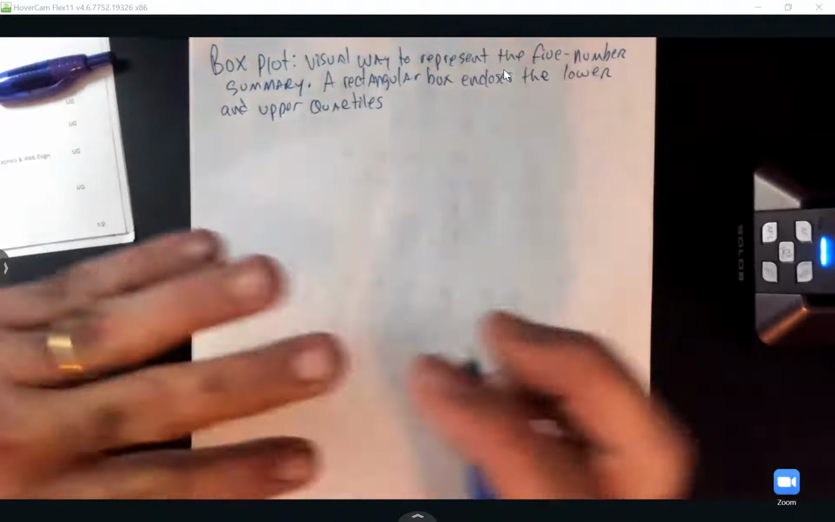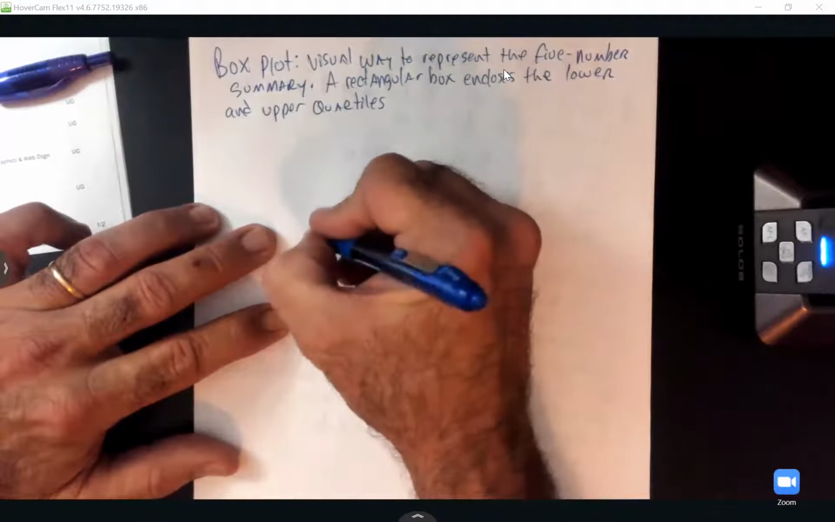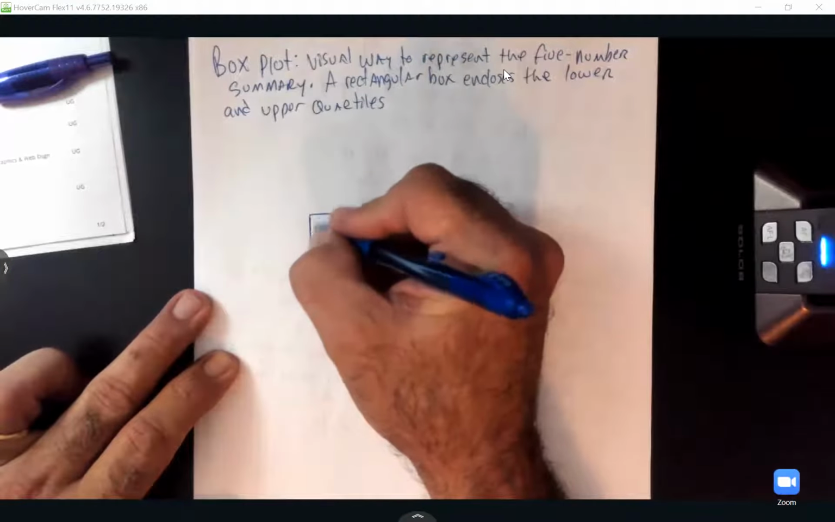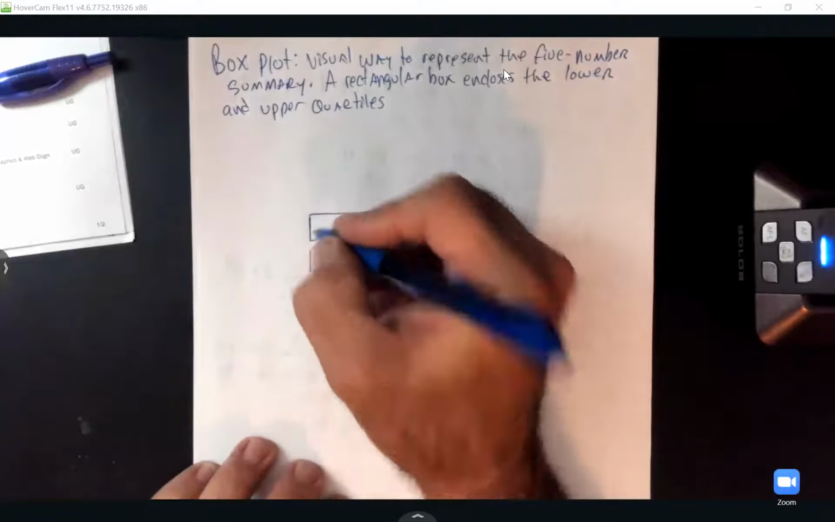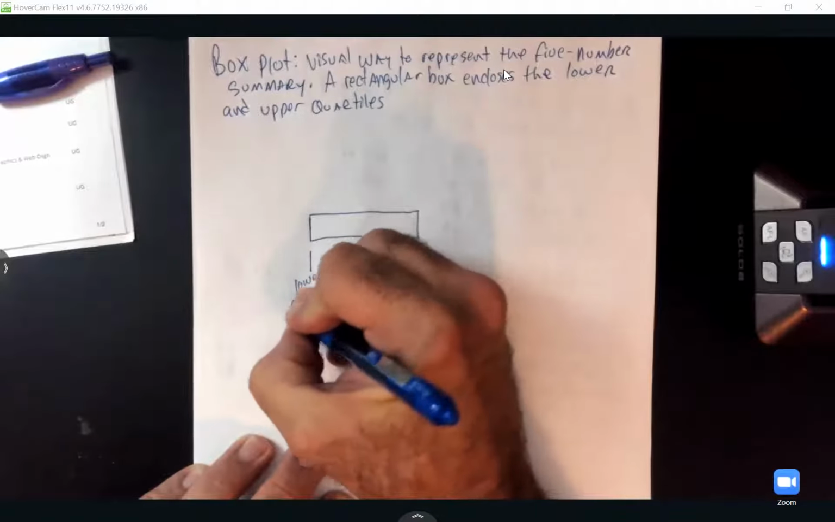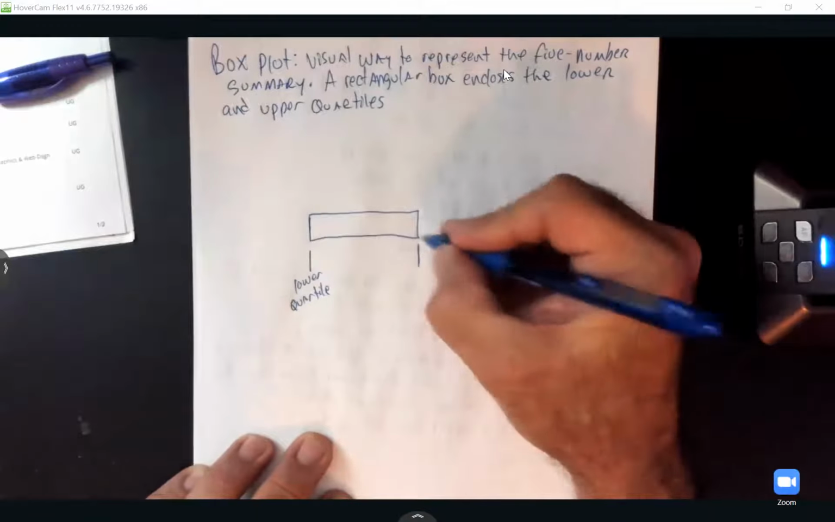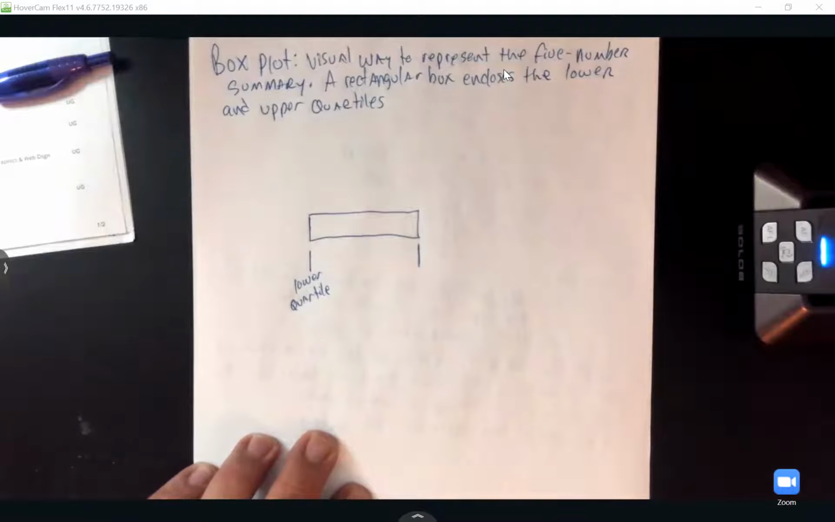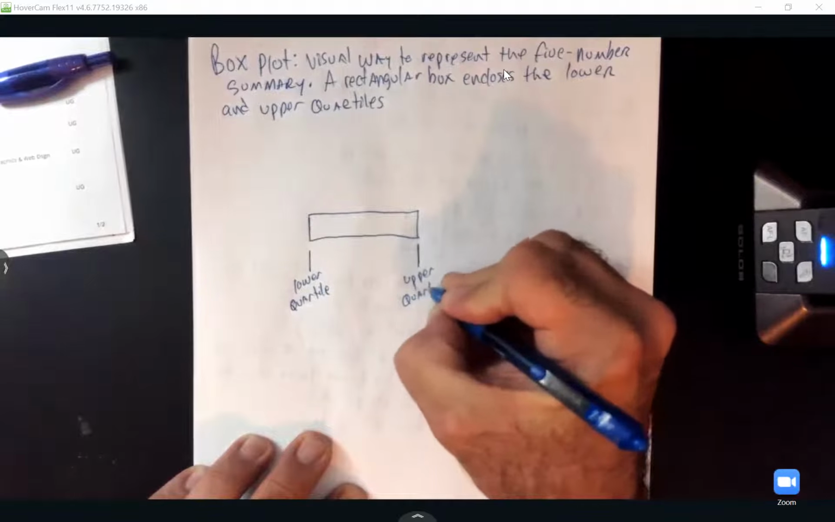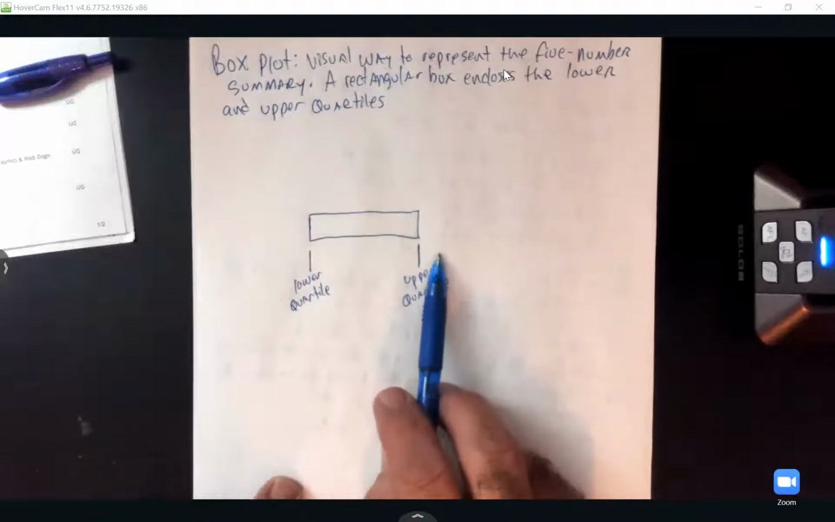So I'm going to sort of draw the box while we're talking about it. So here's my rectangular box. They're saying this left side here is going to represent our lower quartile. This right side, this line on the right side, is going to represent the upper quartile. So that's what we mean by a rectangular box encloses the lower and upper quartiles.